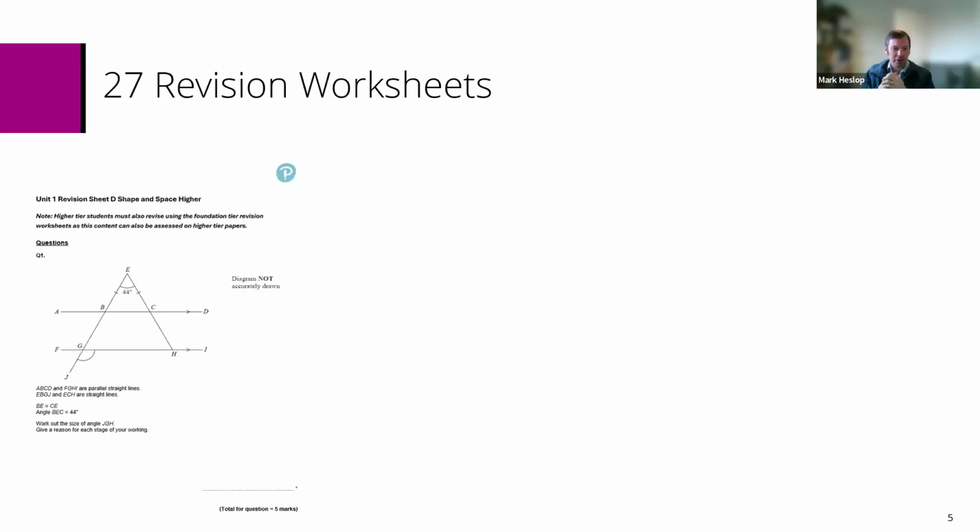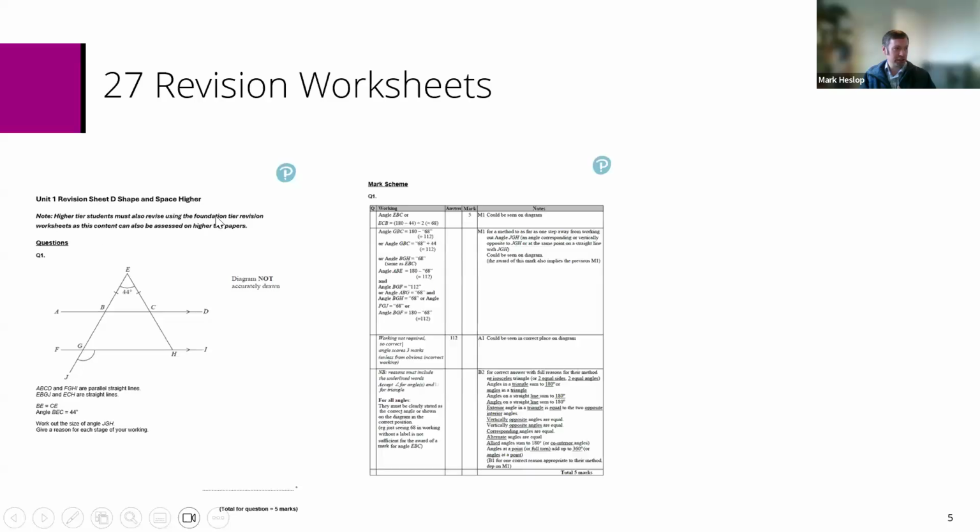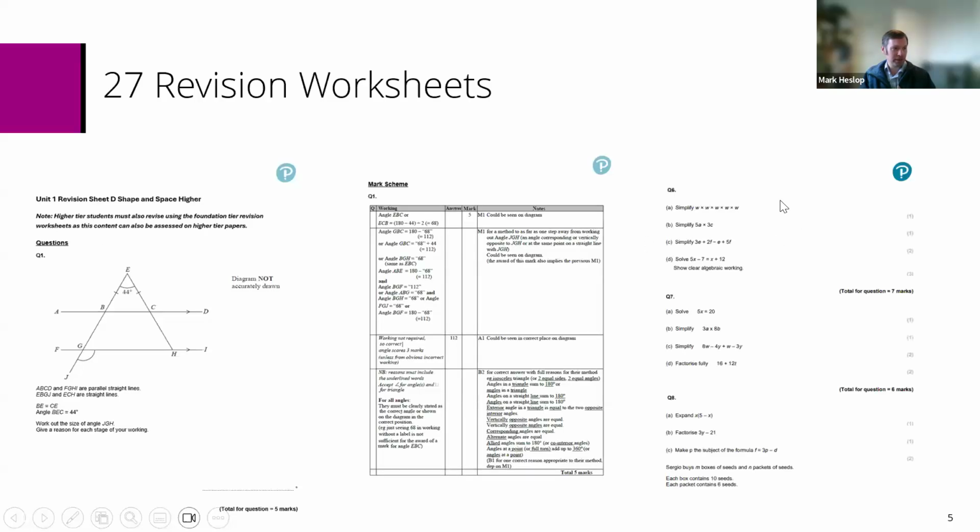and mark schemes are there for your students that they can just zoom in on a topic and say, look, I want to practice a bit more of that. It's a split between Unit 1, Unit 2, Foundation and Higher. So we have, for instance, here, this is the revision sheet D. There's the mark scheme. There's a printer-friendly version of it. So this one's a higher tier one. The other ones are labeled Foundation and Higher.